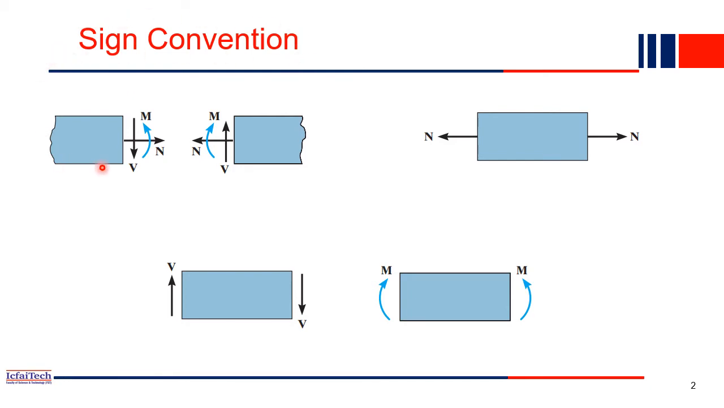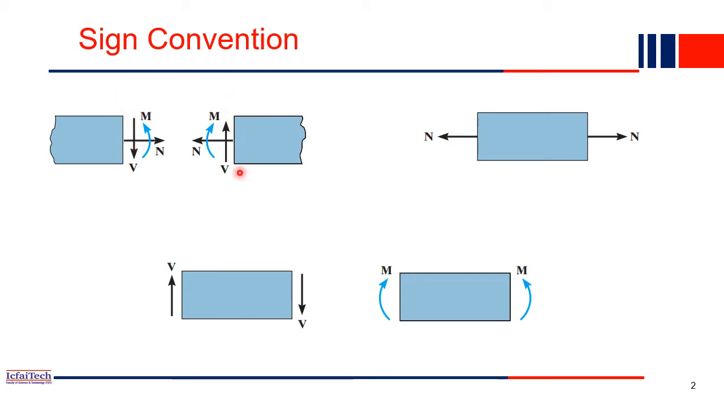We'll use this sign convention throughout this course. You can consider the opposite sign convention as well, but whatever sign convention you assume should be consistent throughout solving the problem. So this is our sign convention. If you take a section, then on the left side of the section, downward force we'll call positive. Similarly, anti-clockwise moment will be positive on the left side of the section.